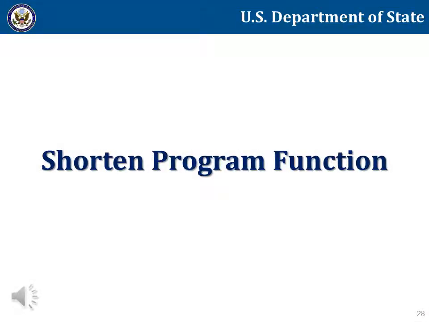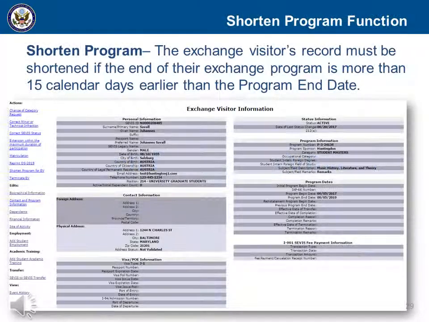Now we will discuss the shorten program function. If an exchange visitor will complete their program earlier than originally planned, but otherwise fulfills all program expectations, the shorten program function may be used. This function should be used in cases where the exchange visitor will finish their program more than 15 days earlier than the current program end date.